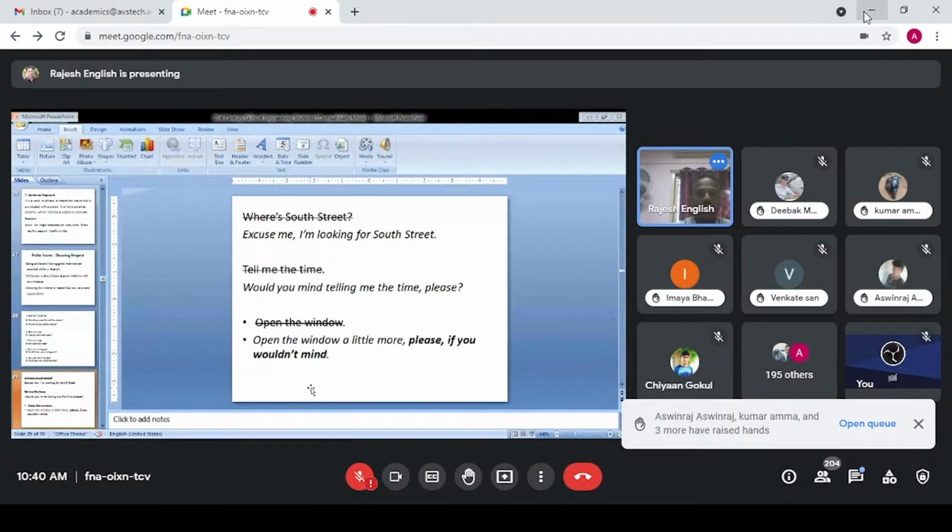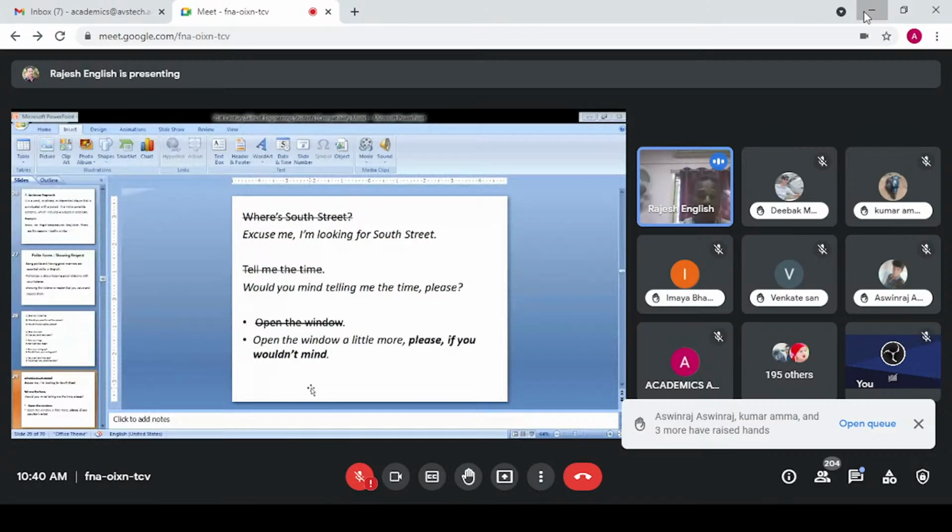Instead of "Tell me the time," say, "Would you mind telling me the time, please?" That gives more respect to your fellow men. Instead of saying "Open the window," you can say, "Open the window a little more, please, if you don't mind." Instead of "Send me the reports," say, "Please send me the report." Using can and do gives more respect. That's what you have to keep in mind.